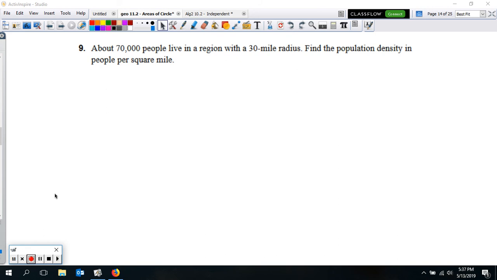Alright, so for number 9, actually I skipped 7 and 8, and we're going to go right on to number 9 now. About 70,000 people live in a region with a 30-mile radius. Find the population density in people per square mile. So the population density is the number of people over the area of land. We're going to need to find the area of the land. It's got a 30-mile radius, so we're going to find the area of the circle.